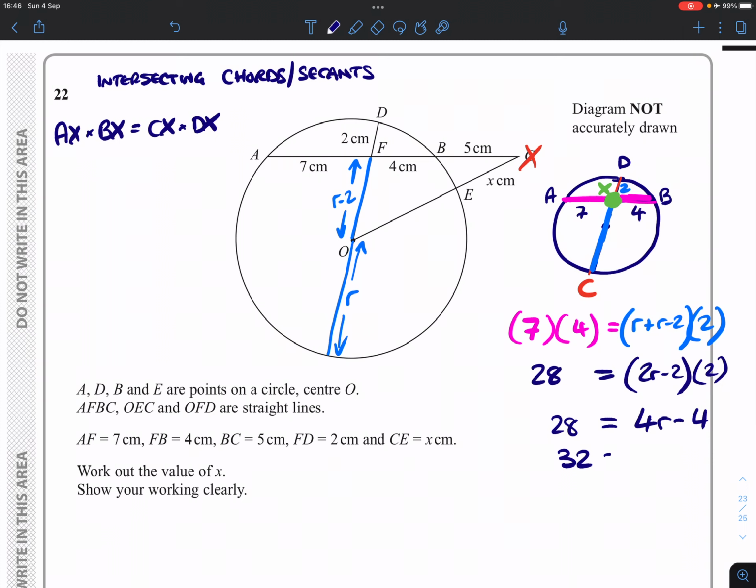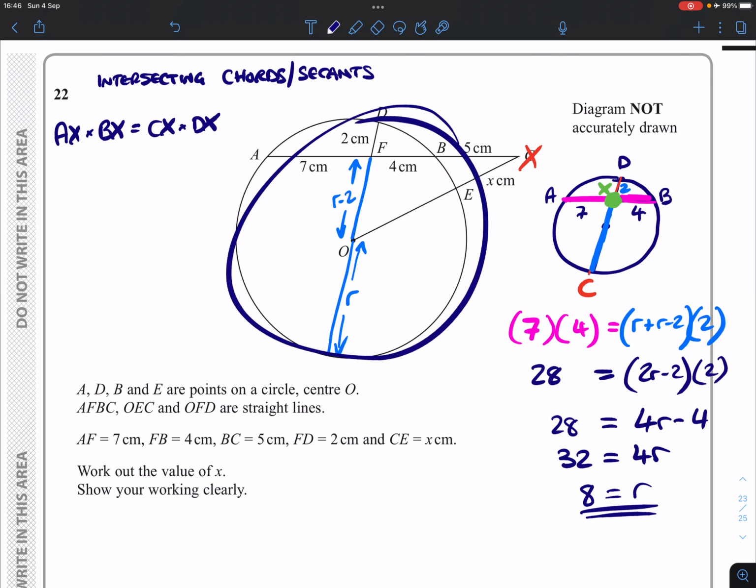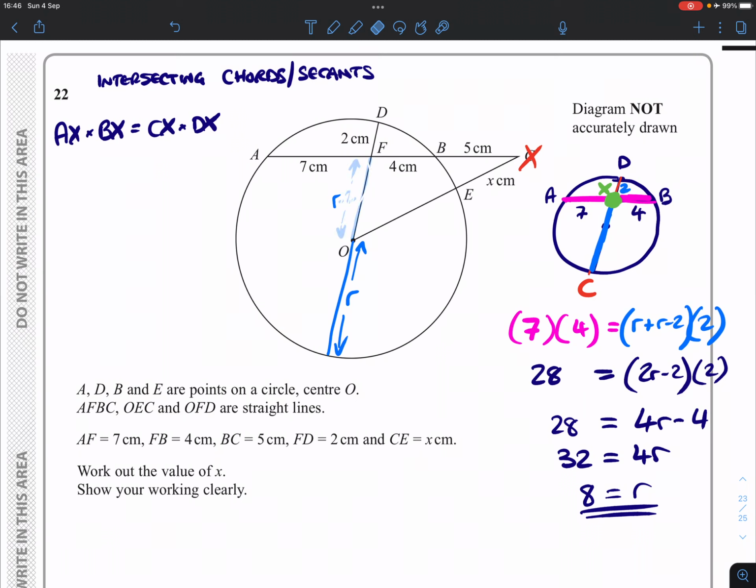I add 4 to both sides, and then divide both sides by 4, which gives me the radius of this circle as being 8. So we're going to update this picture here with that newfound knowledge. That radius is 8, which means that the two lengths here, if I were to redraw this, that length there in blue is 8.